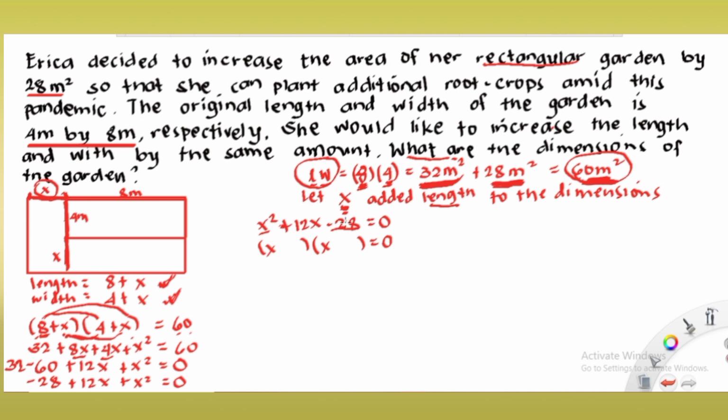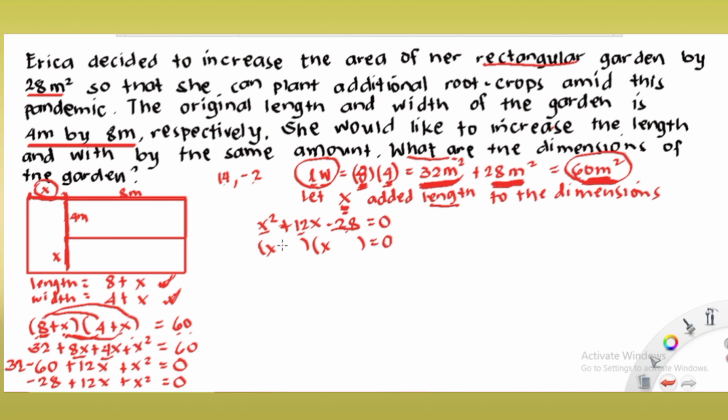Kung saan, pag inadd natin yung factors niya, the sum will be 12. And kung iisipin natin, what are those? Those are 14 and negative 2. Because 14 times negative 2, that is negative 28. Pag inadd natin, 14 plus negative 2, that is equal to 12.